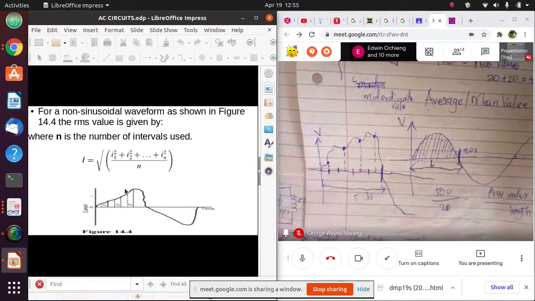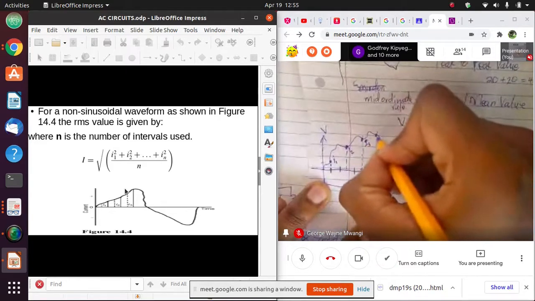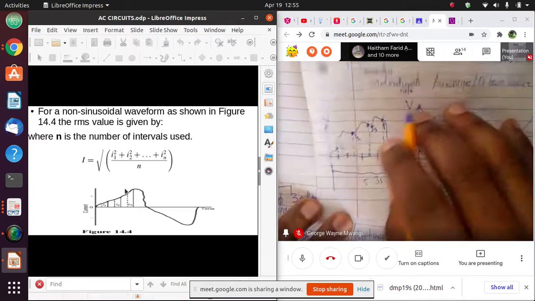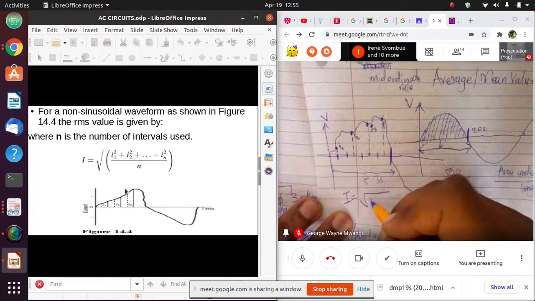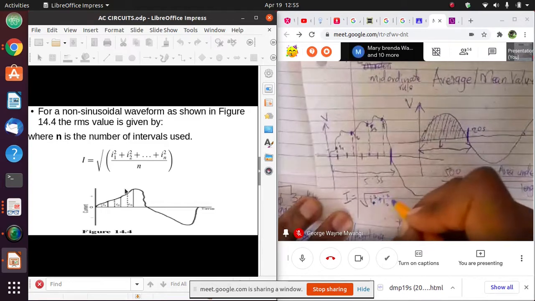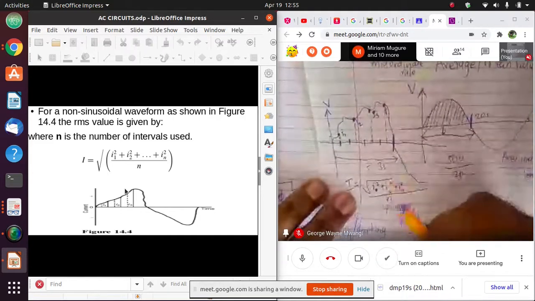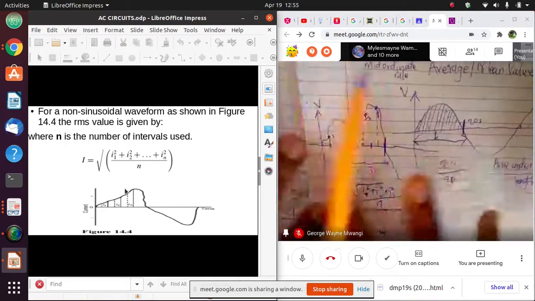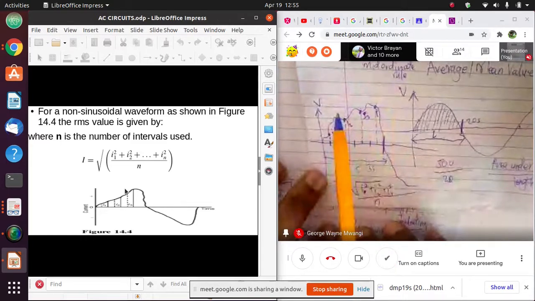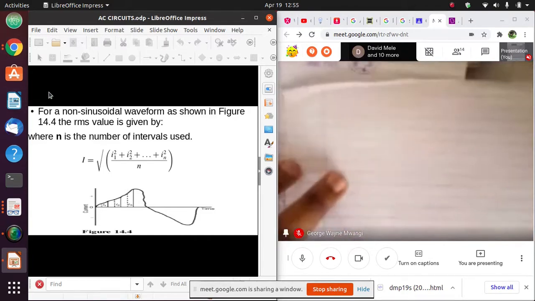Now, once I know the instantaneous values, let's say this is I1, I2, I3, I4. This is small letter i, I4. My area will be I is equal to the square root of I1 squared plus I2 squared plus I3 squared all over the number of intervals I have. That will give me the area of that curve, whatever the shape, but we're not going to be talking about that now since you're not dealing with mahesabu. I was just showing you the formula of finding that area of that curve.